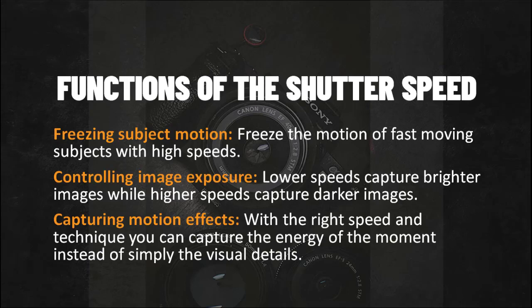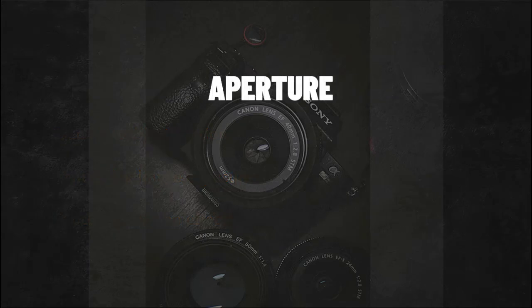Capturing motion effects. With the right speed and technique, you can capture the energy of the moment instead of simply the visual details. When you're trying to capture maybe a moving vehicle, you can snap at a very good speed and move your camera along with the moving vehicle, and you'll be able to get very beautiful motion blur. So the subject is going to be a little more in focus, while the background will be totally out of focus, in a very complete motion blur.